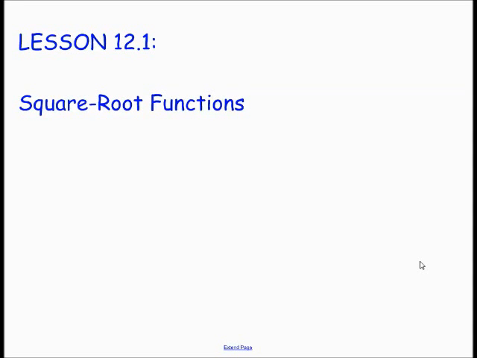All right, let's start chapter 12. Lesson 1 is over square root functions. Mainly we're going to be graphing these, and you need to be able to evaluate square root functions as well, but I don't think you'll have too much of an issue with that.